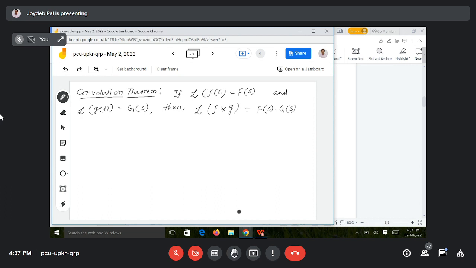Or we can write the inverse property of that convolution theorem: the Laplace inverse of F(s) into G(s) is equal to f star g. That inverse property is rigorously used to find the Laplace inverse of a product of two functions. Whenever the function of s is given as a product of two functions, in that case we can always use the convolution theorem, the Laplace inverse of F(s) into G(s) form. It is f star g, which we can compute using integration. F star g means the integral from 0 to t of f(tau) g of (t minus tau).